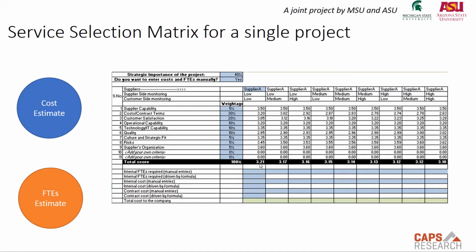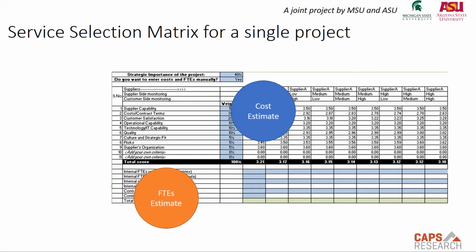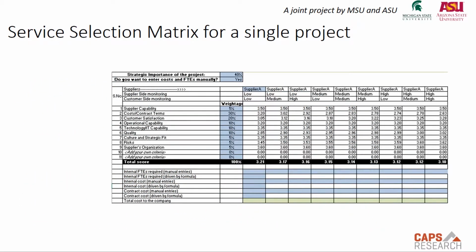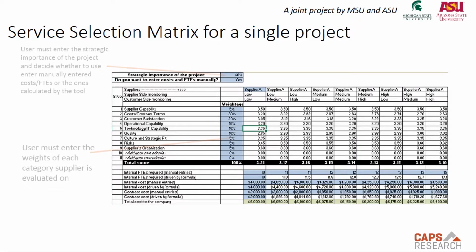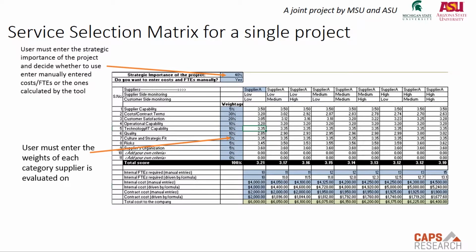Now, obviously, you don't want to take that blindly, but that at least gives you some information on which options you should consider. In addition, we need a cost estimate and the full-time equivalent estimates, how much the headcount is. And the user can either supply those and fill in the light blue fields, or the information from the monitoring matrix that we talked about before will be plugged in the fields that are in white here. So we end up with internal full-time equivalents, internal cost, contract cost, and the total cost to the company for each of the projects. Okay?